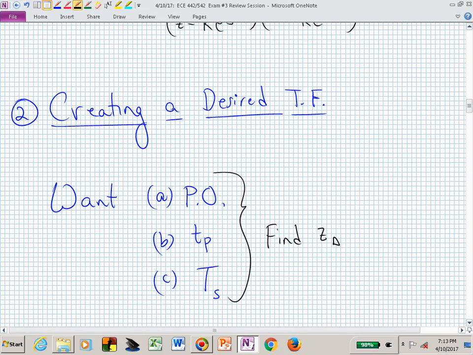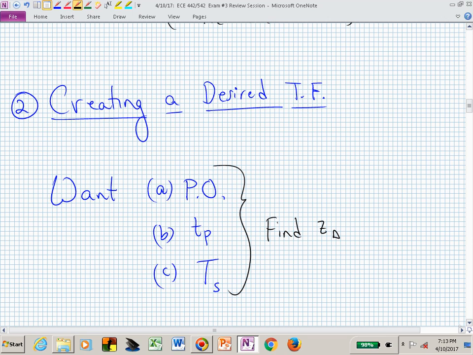Another way of creating a transfer function is by being given particular design specifications. And here, when I was looking at this, what do you think about when I say percent overshoot? What shapes do you think about?